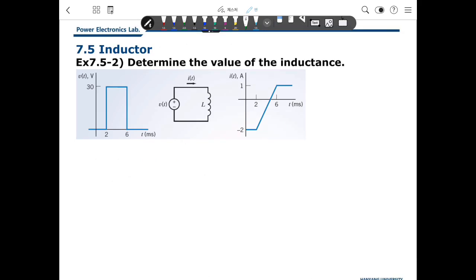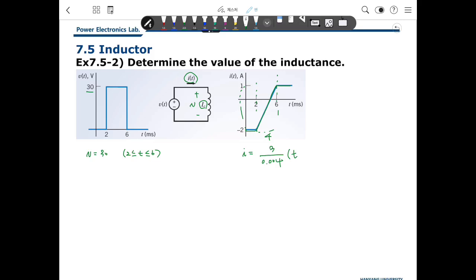This is another example. Determine the inductance over here, where the voltage is V, the current is I, and L is here. The waveform of V is 3, and the current increases in this way. So we can check it. V is 3 when t is from 2 to 6 milliseconds. Now I, this is 4 milliseconds. So the ratio is 0.004, and the amount of the ratio is minus 2 to 1, so 3.